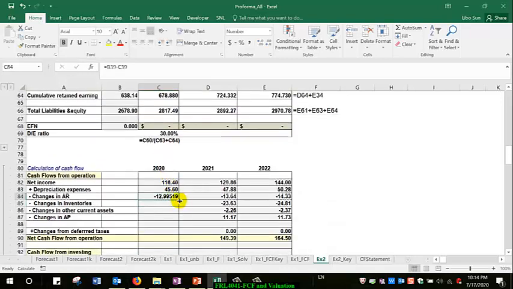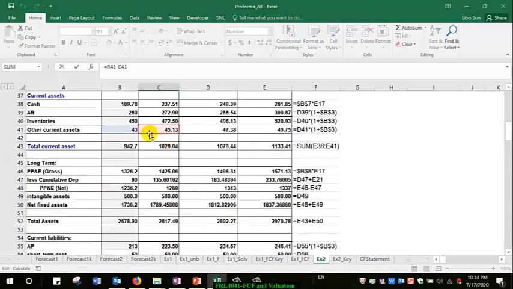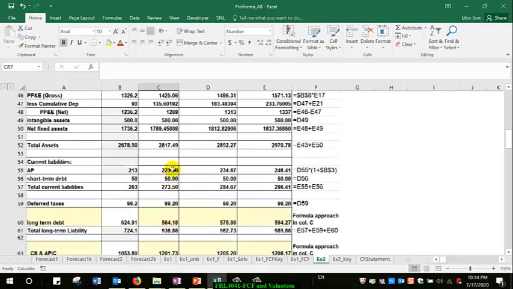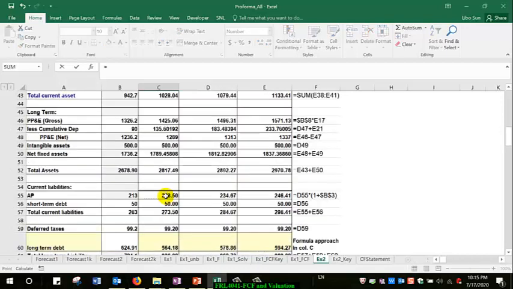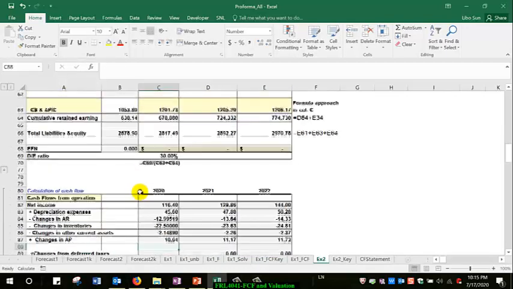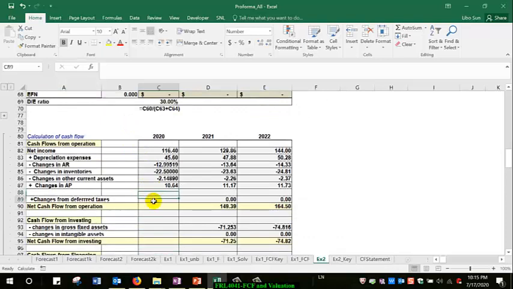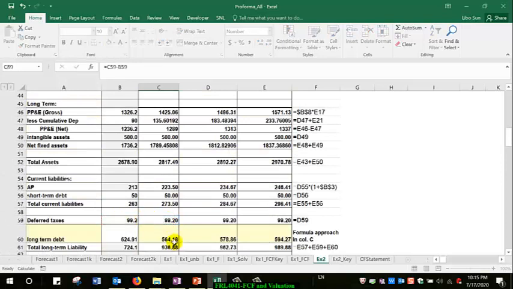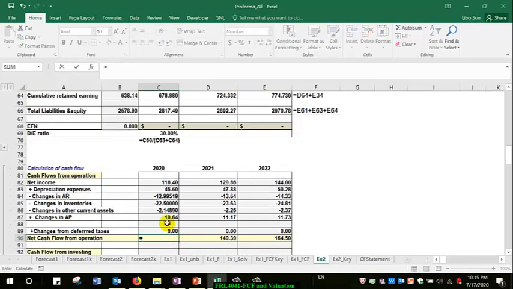I'm going to copy the inventory and other current assets. Let's check if they are same, right? So that's all item under total current assets, excluding cash. Now move to current liability. We have accounts payable. Okay, so that's the main thing we want to do. Again, we want to use new minus old. Okay, change in deferred tax. So total cash flow in the operation category.